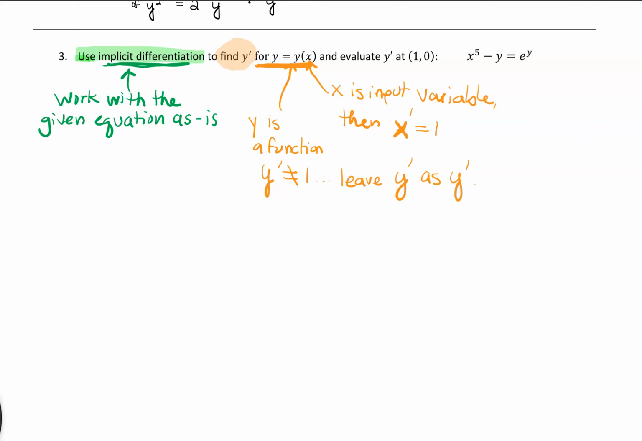So they're asking us to find y prime. They may or may not on MyMathLab give you this extra info, but I will on a quiz or test. And then after we do all that, they're asking us to evaluate it at a certain point. That just means plug in those 2 points. X is 1, y is 0.